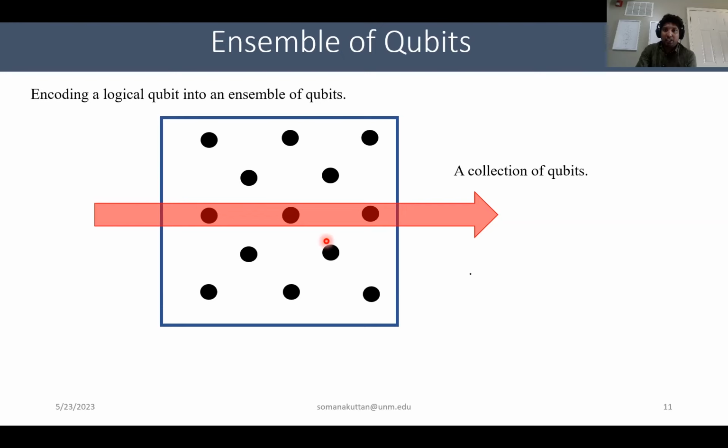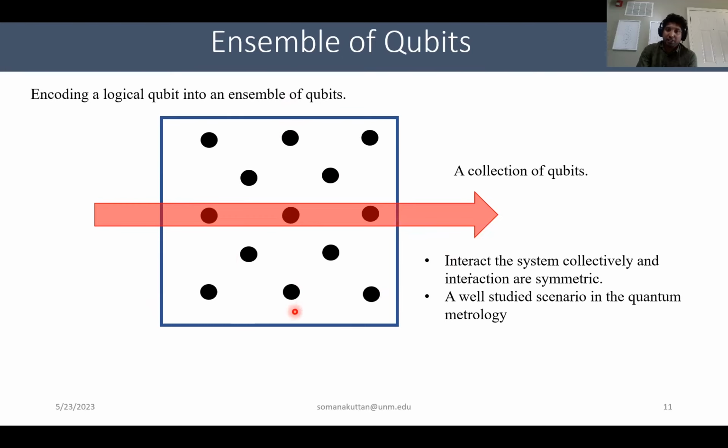Then we are going to interact with these qubits symmetrically. Let's say we address this qubit somehow, and the addressing is symmetric for all the qubits. Why this is important and interesting is that this is the paradigm people study in quantum metrology. Quantum metrology has a long history, where people use these kinds of techniques to estimate parameters. But today we are going to take this into consideration for the case of encoding qubits.